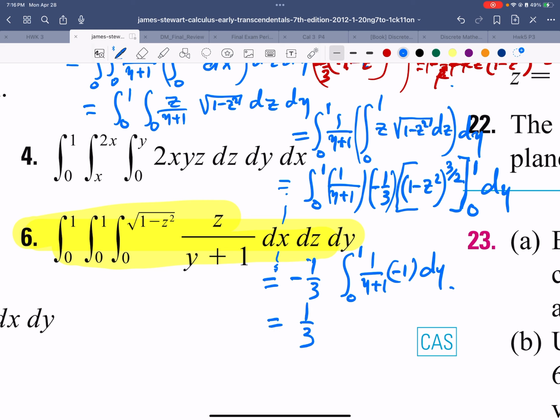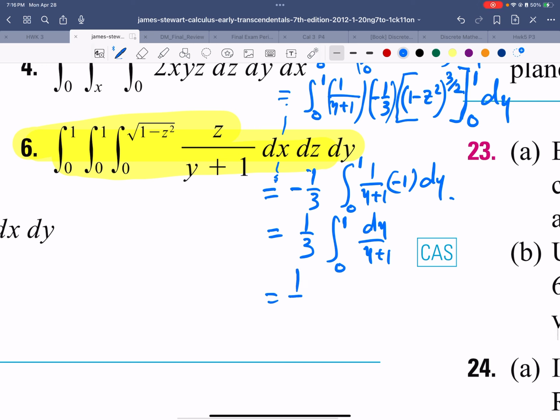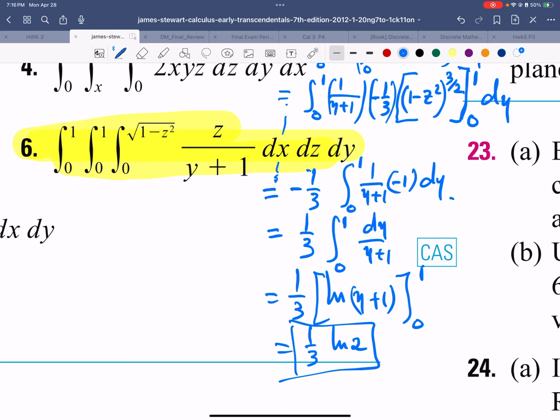I have 1 over 3 times the integration from 0 to 1 of dy over y plus 1. Here it's just 1 over 3, and here it's just ln of y plus 1, evaluated from 0 to 1. And here I will have 1 over 3 ln 2. That's all I need.